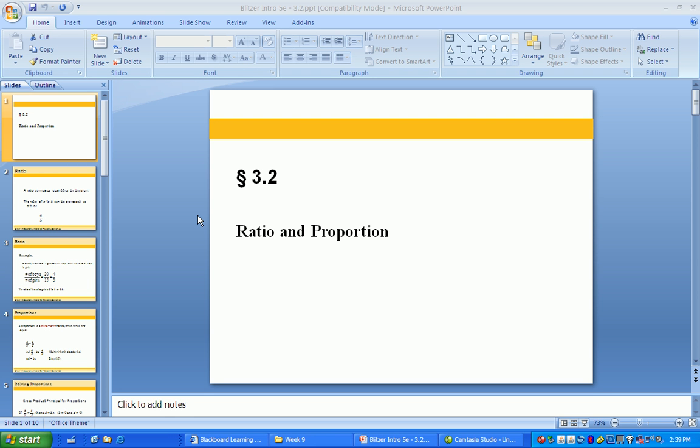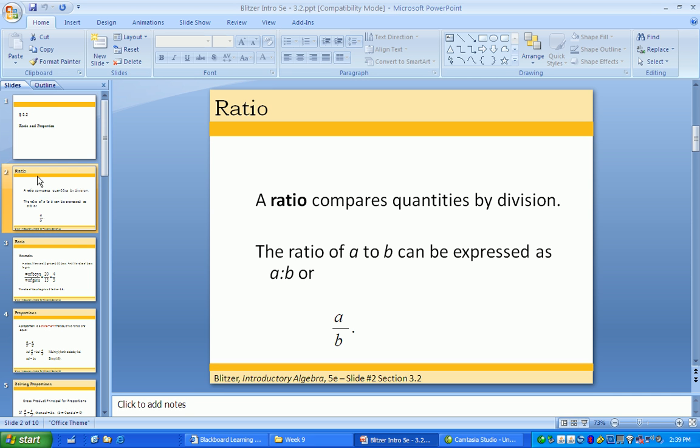Okay, now we're going to be talking about section 3.2, ratio and proportions. These are very similar to problems we faced before. It's just a new way of saying division. A ratio compares quantities by division.